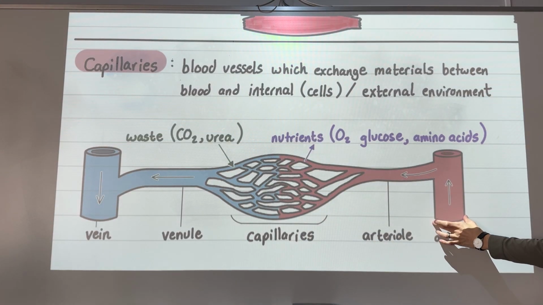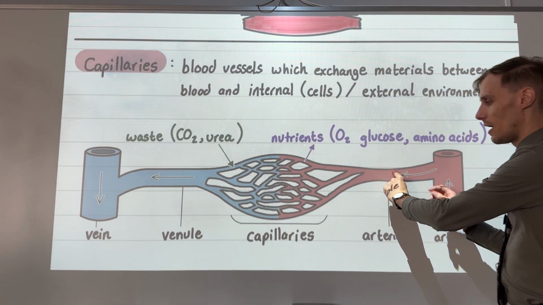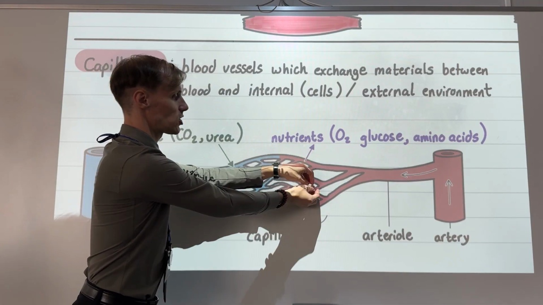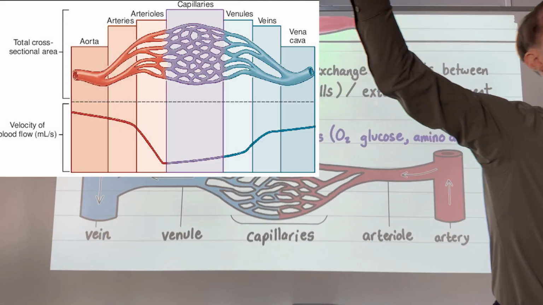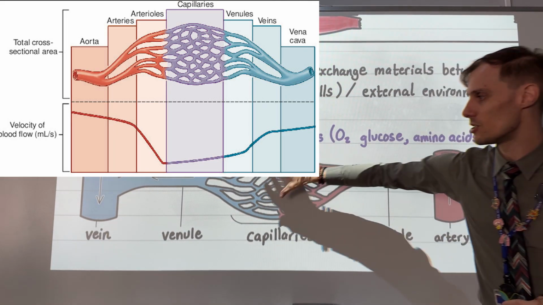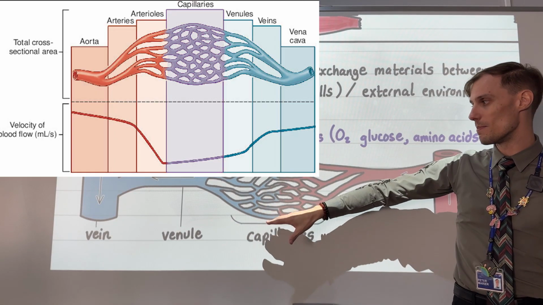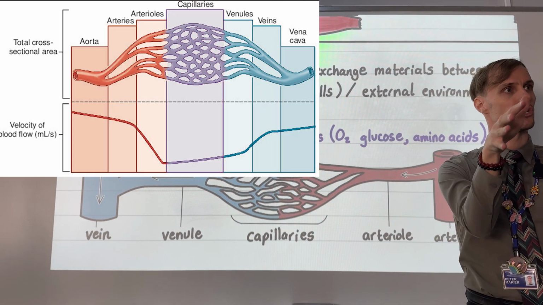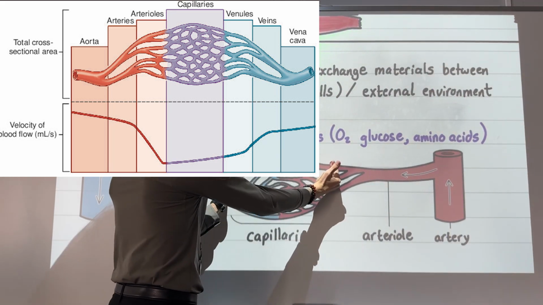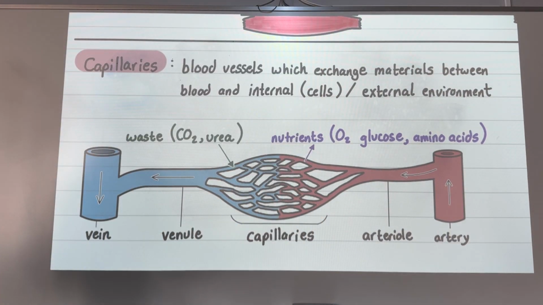So I have artery, arteriole, and then this arteriole starts to form massive amounts of branches, and this is your capillary. Sometimes referred to as a capillary bed if it's very, very branched here. This zone is where exchange happens.